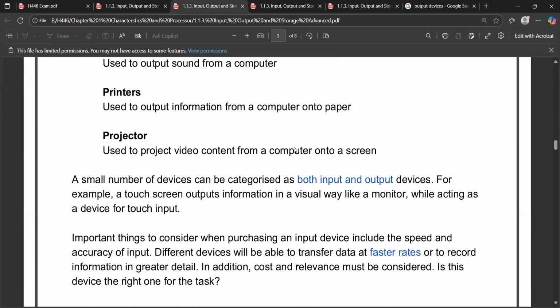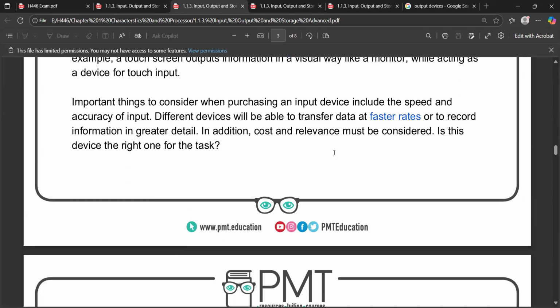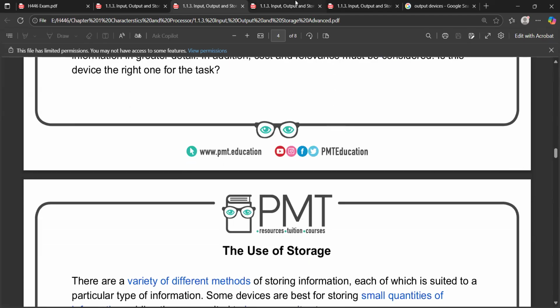So it is actually important to consider when purchasing an input device, including the speed and accuracy of input. Different devices will be able to transfer data at faster rate or to record information in greater detail. In addition, cost and relevance must be considered, like is the device the right one for the right task?